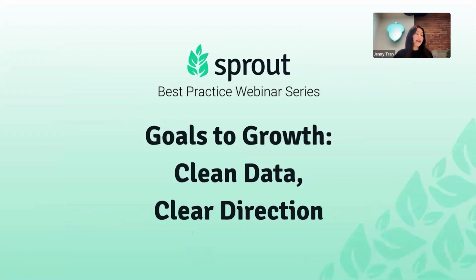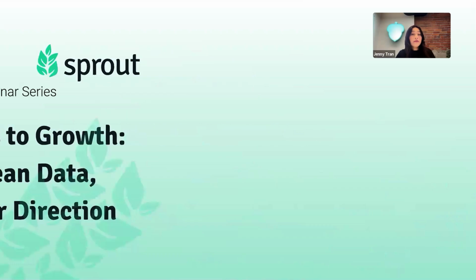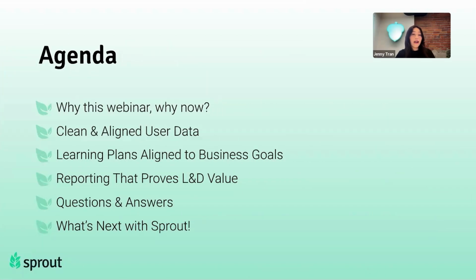So we're going to be talking about goals to growth here. And I want to talk about why we started this. You'll take a look at this agenda. We'll talk about why with this webinar, why now. We'll talk a little bit into clean user data, and then of course, clean content. So learning plans that actually align to your business goals. And now at the very end of that, user data, we've got a ton of that, content and campaigns and programs, we've got a ton of that.